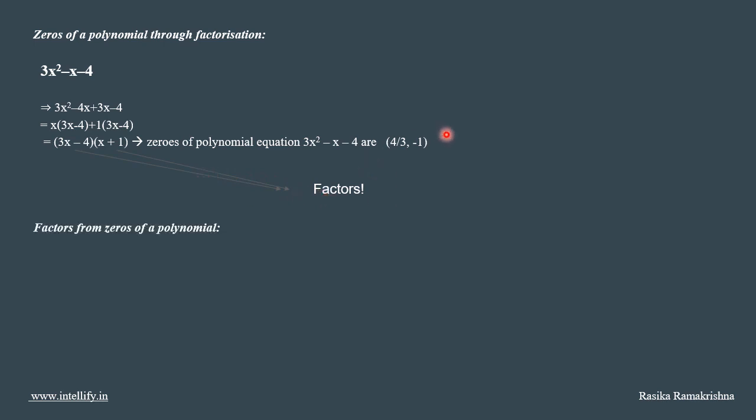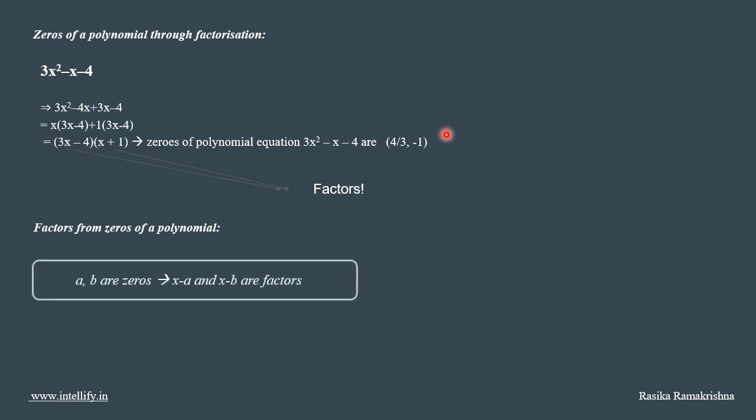So given the zeros of a polynomial, can you find its factors? Well, the answer is pretty simple, right? Because if a and b are the zeros, then x minus a and x minus b are going to be the factors. You can verify this fact. But here, if you want to just understand it on an intuitive level, look at this step. If you know that 4 by 3 and minus 1 are the roots of the polynomial, then obviously you know that the polynomial can be expressed as x minus 4 by 3 times x plus 1, right? Think about it for a while, it will make sense.